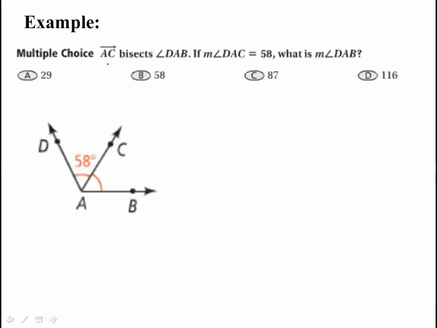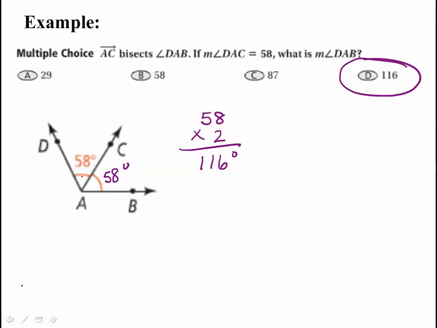In this example, we notice that ray AC bisects angle DAB. In other words, ray AC cuts this angle into two equal angles, meaning that the two smaller angles are the same. So if angle DAC is 58 degrees, then angle CAB must also be 58 degrees. So the measure of angle DAB is simply 58 plus 58, or 58 times 2, which is 116 degrees. So the measure of angle DAB is 116 degrees, which is letter D.